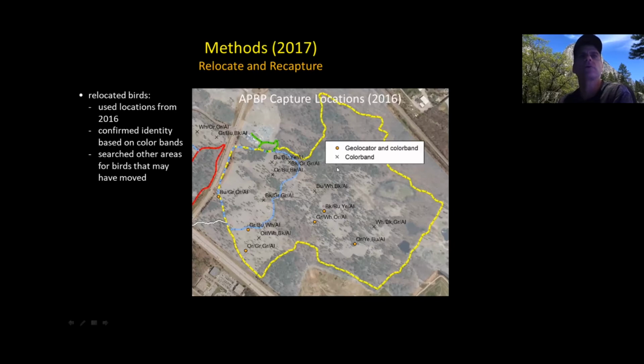So these were the capture locations of the birds. Here's the Discovery Center up here. So this is out in Karner Barrens East. These were the locations of 2016. These were used as guides for where to go about looking for the birds in 2017.